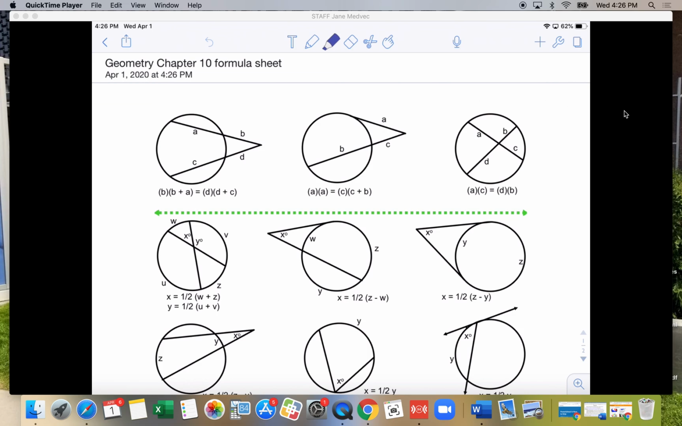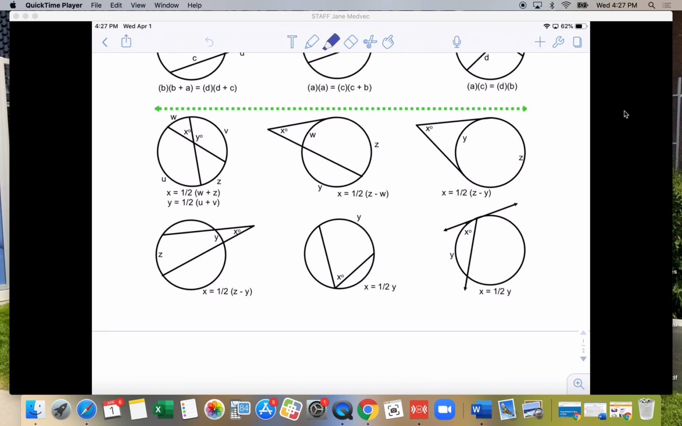Today what we're going to do is look at the last section of chapter 10. But before we do that, I'm going to look at a formula sheet that is in Schoology. You're going to notice that there are 3 circles up above and 6 circles down below that green line. And if you remember from section 10.5, we looked at angles and where those angles are formed.